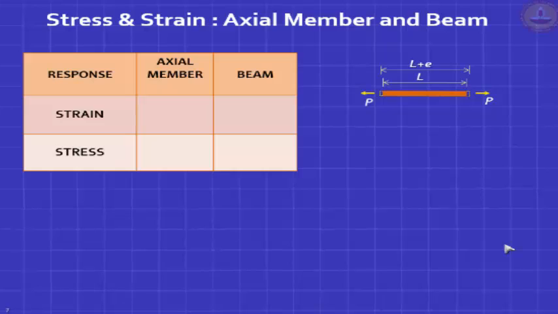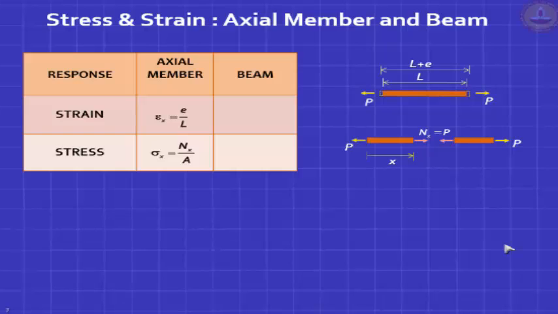Now let's step back and see all that we've learned. Axial member we all know. So the measure of strain and stress are epsilon is e by L, sigma is Nx by A. Everybody knows this. We looked at it in the last session.